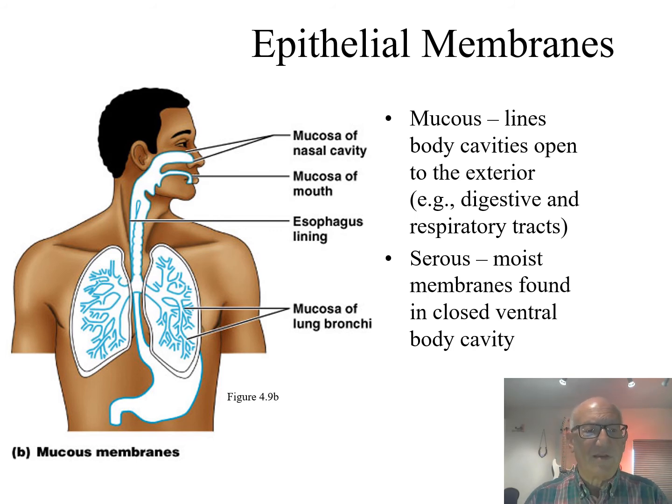Most people don't think about the digestive tract being open to the exterior, but it is, because we have an opening at the mouth and it goes all the way through the digestive tract and comes out the anus. Serous membranes are moist membranes found in closed ventral body cavities.